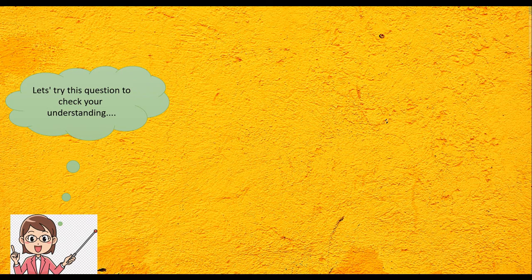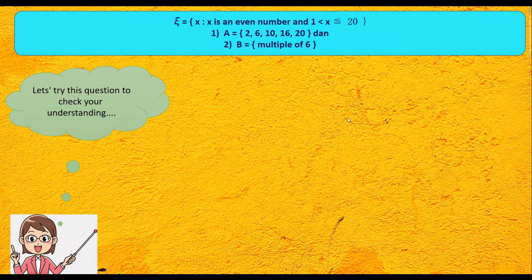Next, let's try a question to check your understanding. If I give you this kind of question, the universal set is the even numbers more than 1 and less than or equal to 20. Now I want you to represent set A and the universal set in the Venn diagram.